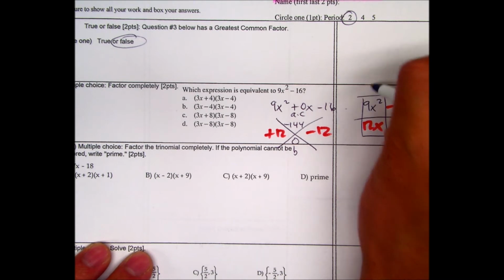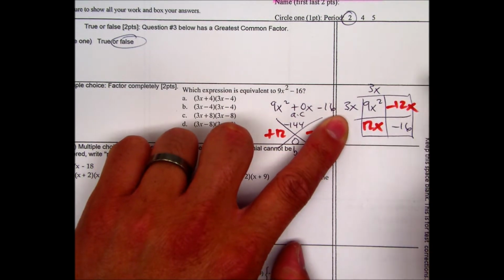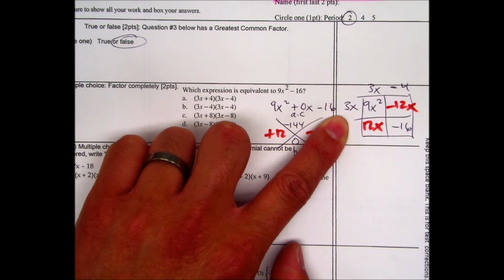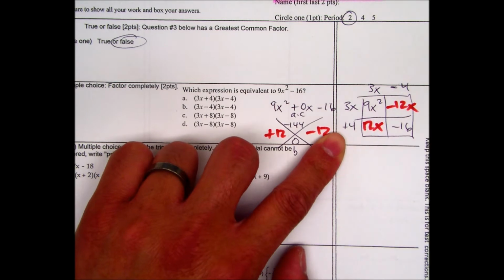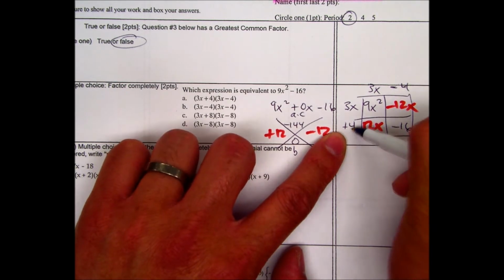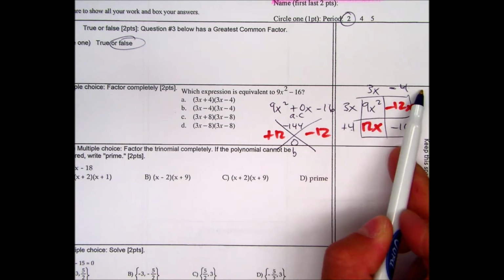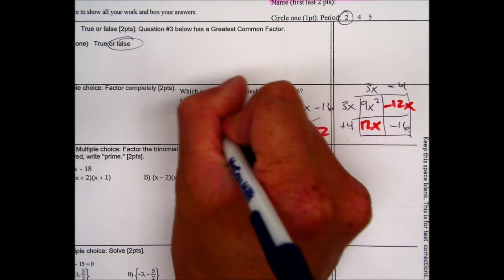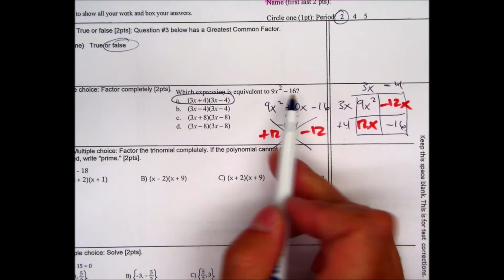I'm going to think of two things that multiply to be 9x squared. That would be 3x, 3x. 3x times something equals negative 12x, so that'll be a negative 4. 3x times something equals a positive 12x, so it'll be a positive 4. And negative 4 times positive 4 equals negative 16. I need to find one that says 3x minus 4, 3x plus 4, and that's letter choice A. This one they call a difference of squares.